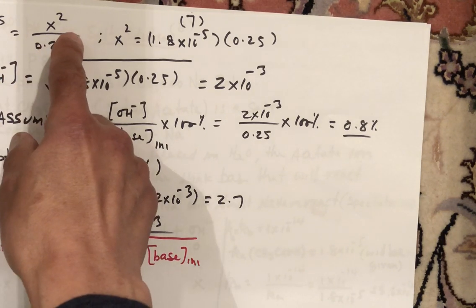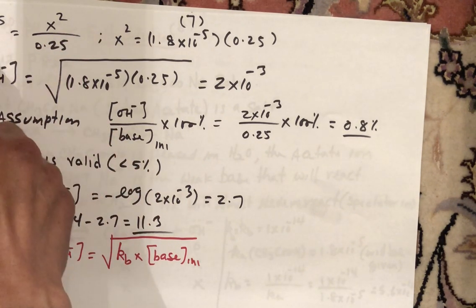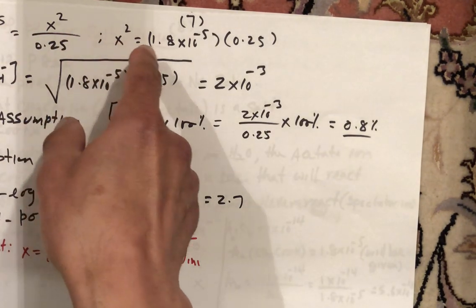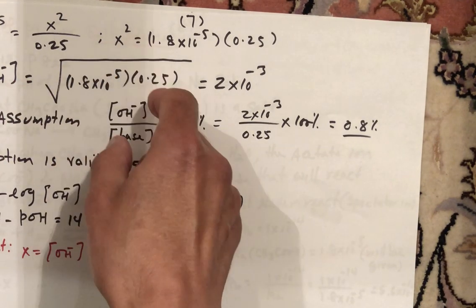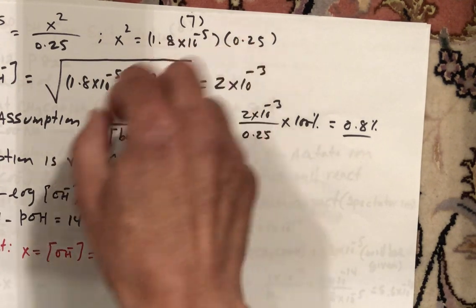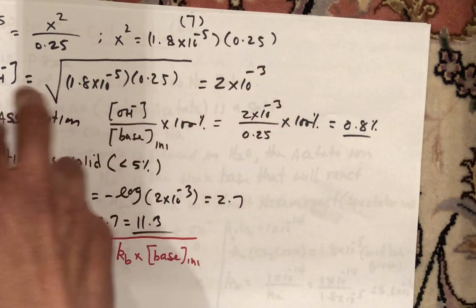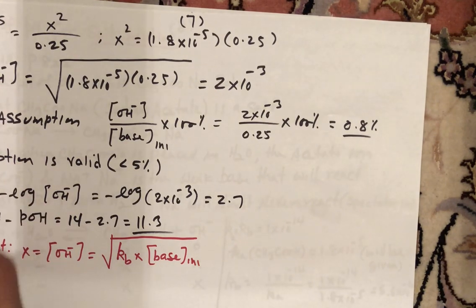The equation now is x squared divided by 0.25 instead of 0.25 minus x. And that's equal to Kb. So if you cross multiply, you get x squared equal to that. Therefore, x becomes what? The square root of that product, right? So take the square root and you get 2 times 10 to the negative 3 for the concentration of x, which is basically OH minus.